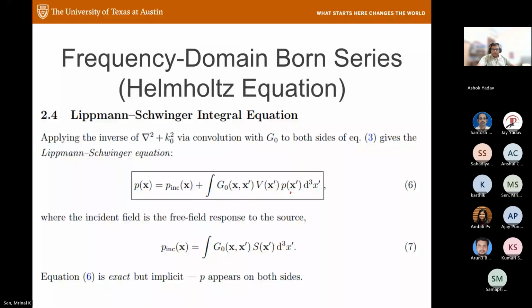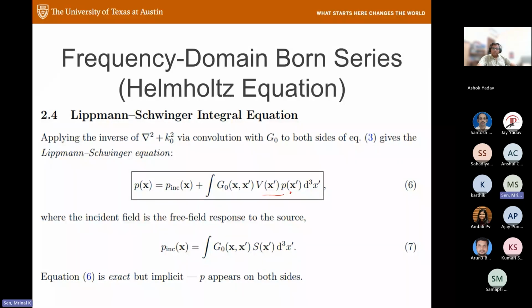And this is our incident wave field, which is simple. There were two terms there, right? One was the source term, one was this term. So this is your incident field. So like I said before, the solution really is in a situation which we call catch-22, because you want to solve for P, but that P has to be known to be able to solve for P. So it defeats the purpose.